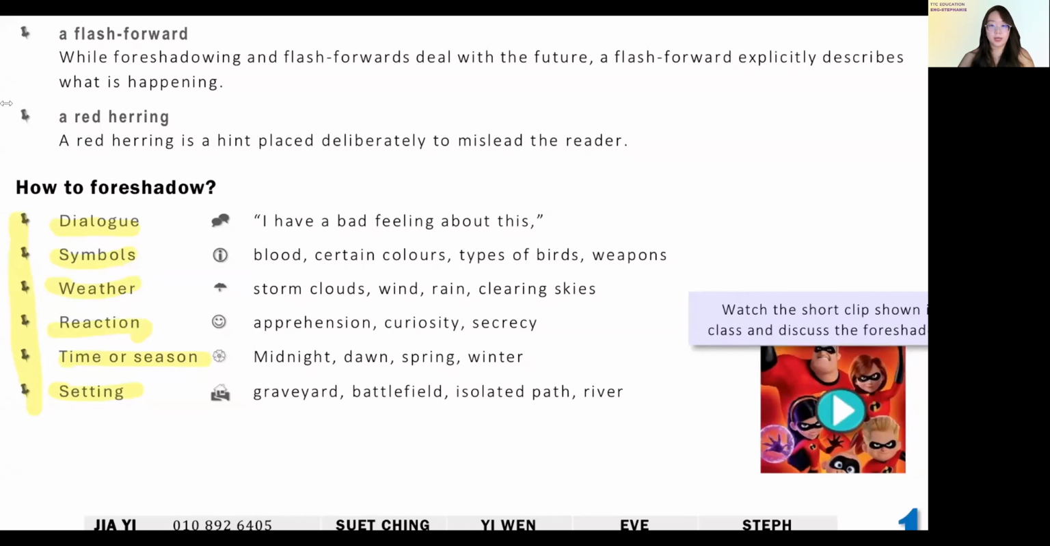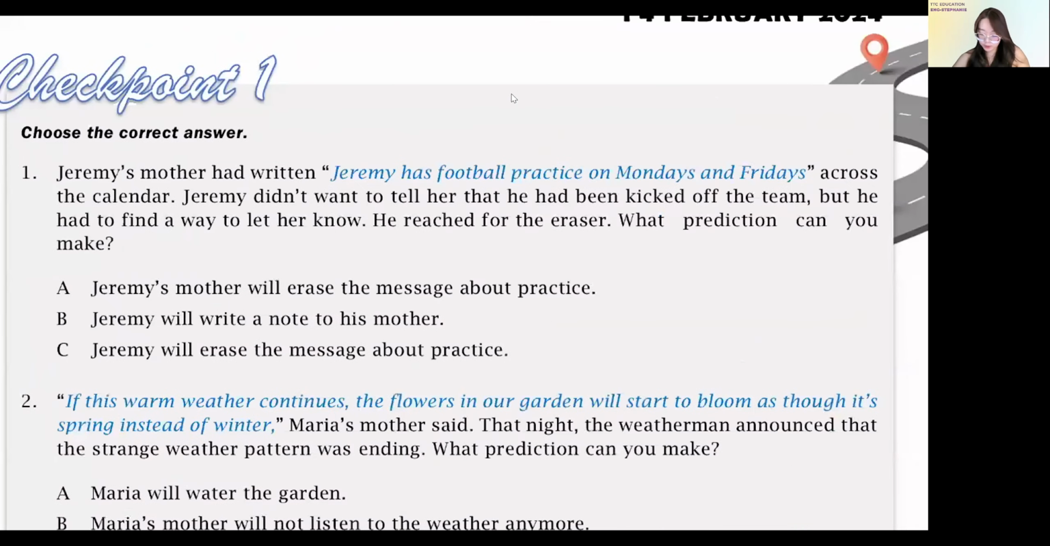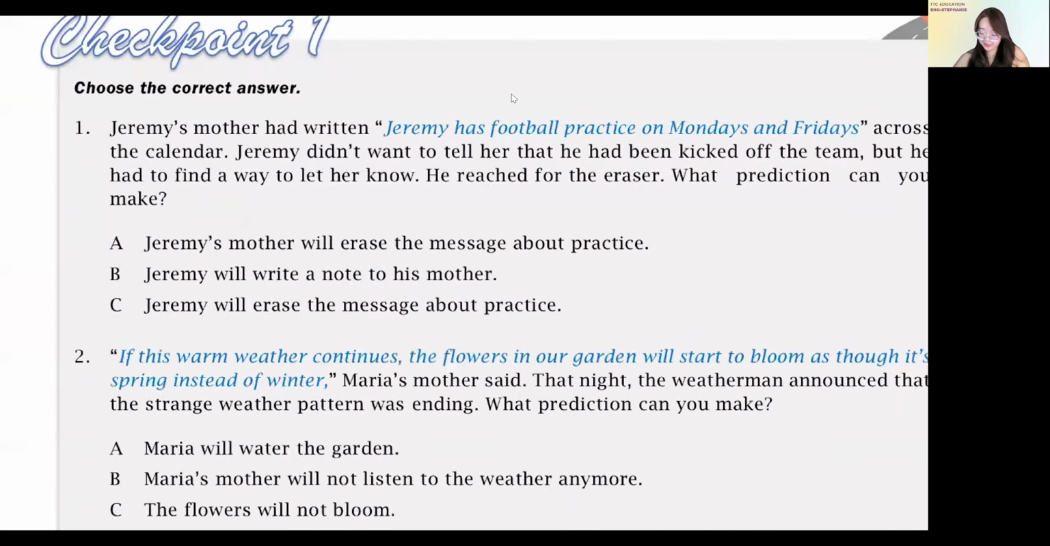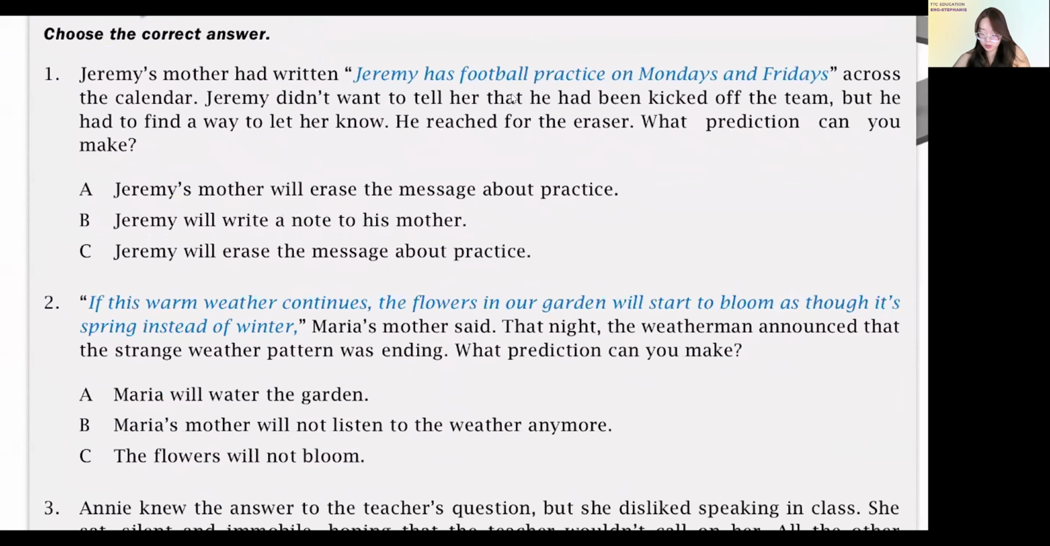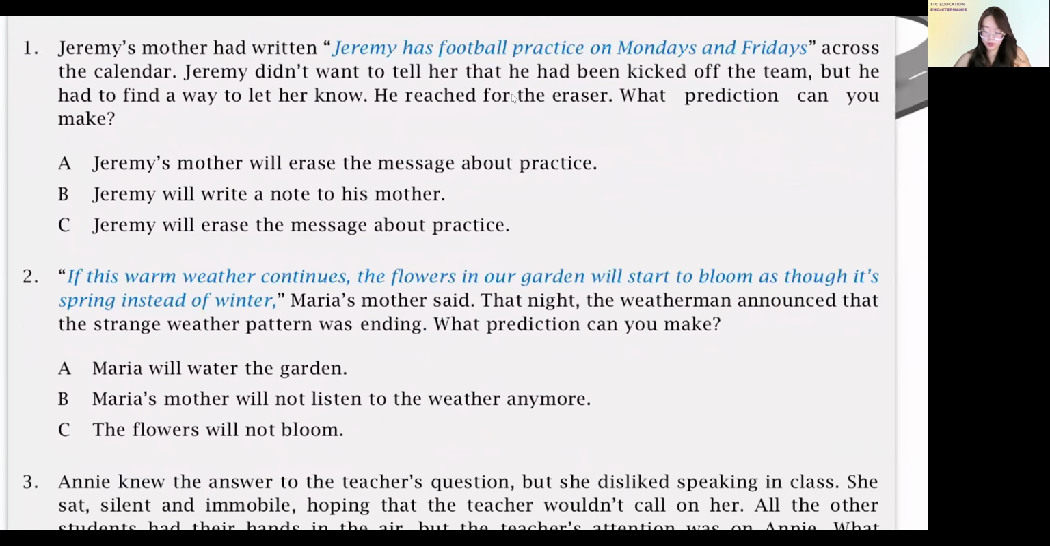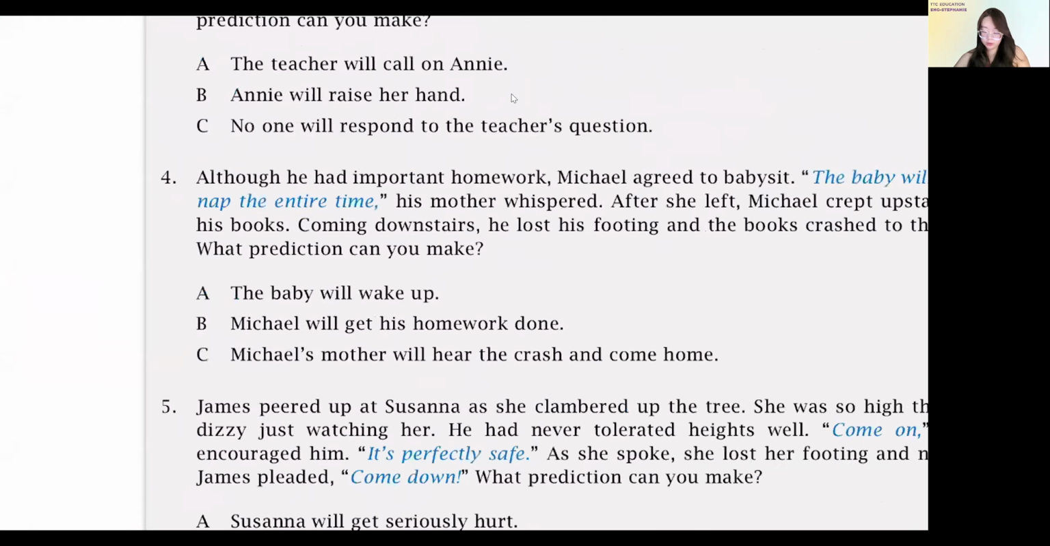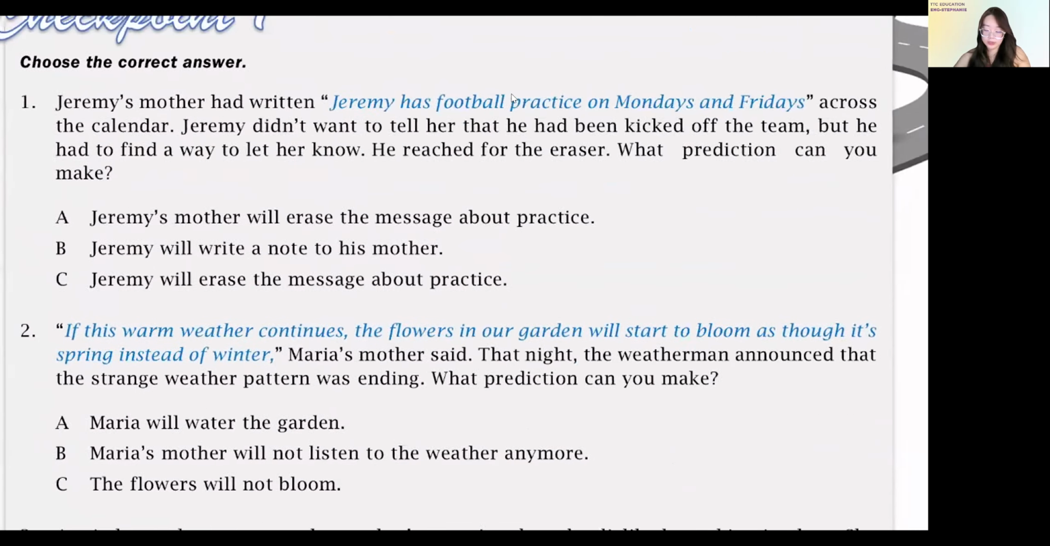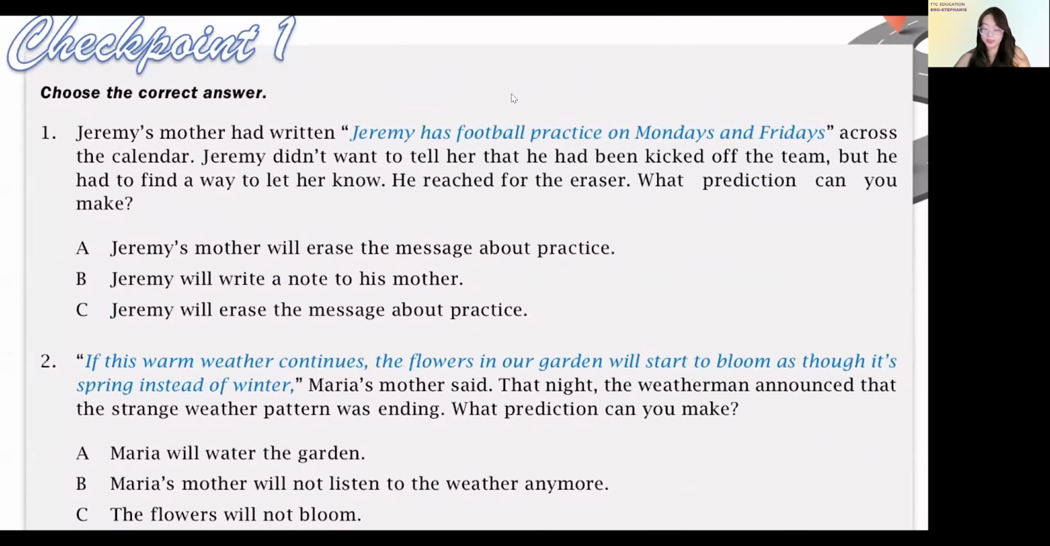All right, then now let's move on to your Checkpoint 1, which is on page 16. I will demonstrate question number 1 and 2 for you. Number 3 to 5, you do it yourself. This is for you to have a better understanding of what foreshadowing is. Okay, so first things first.